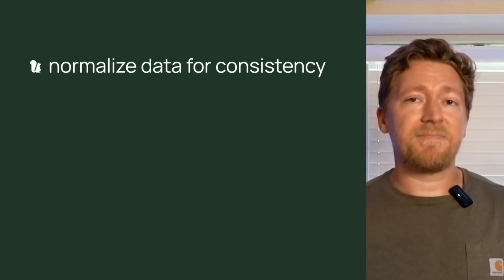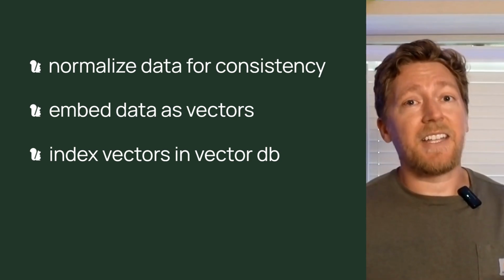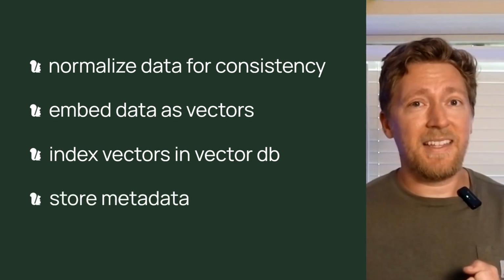So remember, normalize your data for consistency, embed it into vectors, index those vectors for speed, and store metadata for usability. That's how you turn a messy pile of high-dimensional data into something instantly searchable.